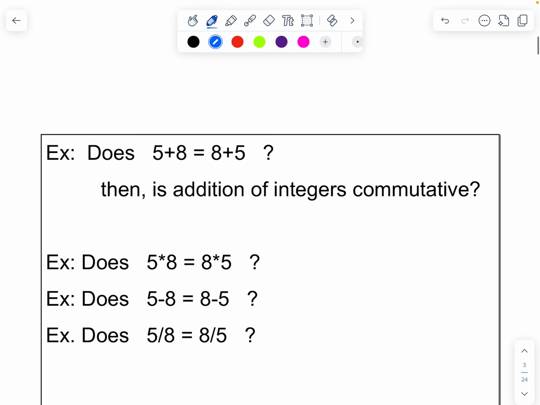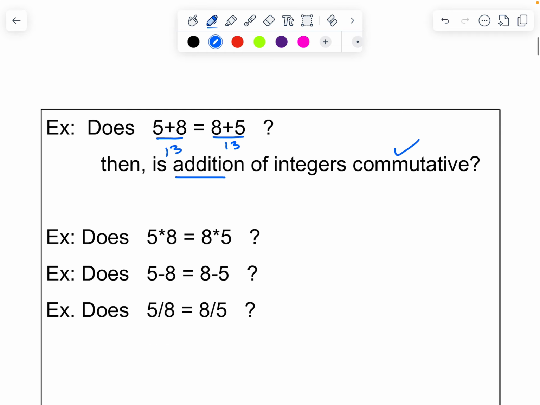Some examples. If we did 5 plus 8 and 8 plus 5, we commuted the items. We changed the order of the items. 5 plus 8 is 13. 8 plus 5 is 13. Addition is commutative. 5 times 8, 8 times 5. 5 times 8 is 40. 8 times 5 is 40. Check. Multiplication is commutative.